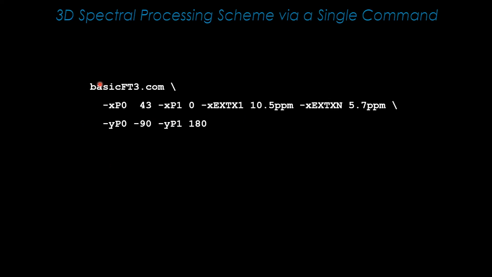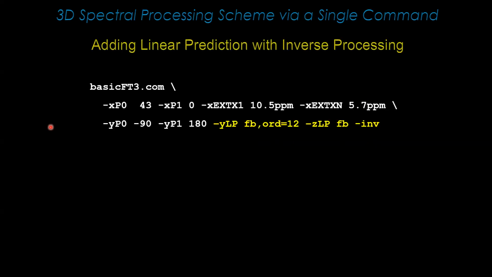And now furthermore, if we want to do fancy things like adjust the scheme so that it includes extrapolation by linear prediction, all the details stay the same, except we add a few additional arguments that explain what we want to do. In this case, we add some extra options that say we want to do mixed forward-backward linear prediction.